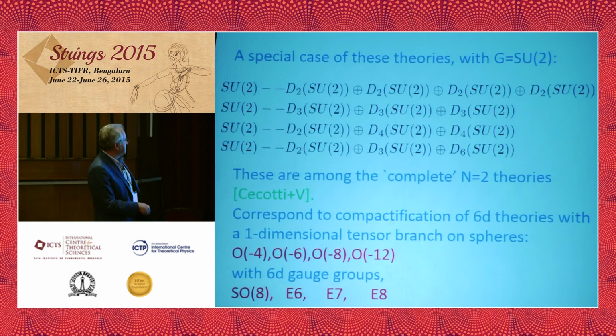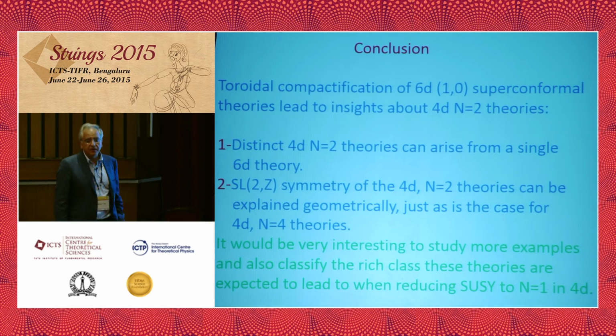So just as a last remark, if you take the case of SU2, which is the usual Argyres-Douglas theory, with D-type, with these numbers 2, 3, 4, and 6, etc., you get the class of theories which are called complete N=2 theories, which correspond to theories in 6D which have only one tensor branch of the type O(-4), O(-6), O(-8), and O(-12), which have these gauge groups SO8, E6, E7, and E8. So let me conclude.